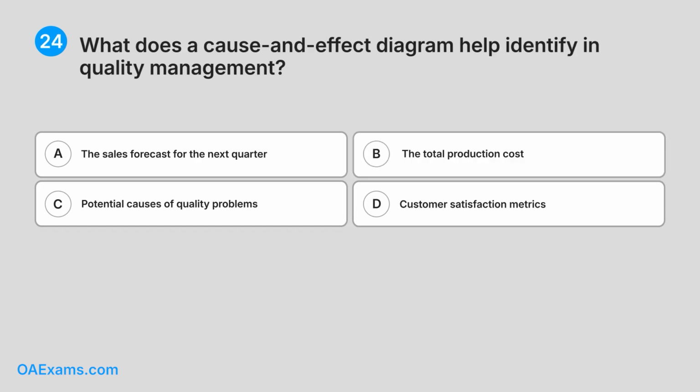24. What does a cause and effect diagram help identify in quality management? A. The sales forecast for the next quarter. B. The total production cost. C. Potential causes of quality problems. D. Customer satisfaction metrics. Do you know the answer?